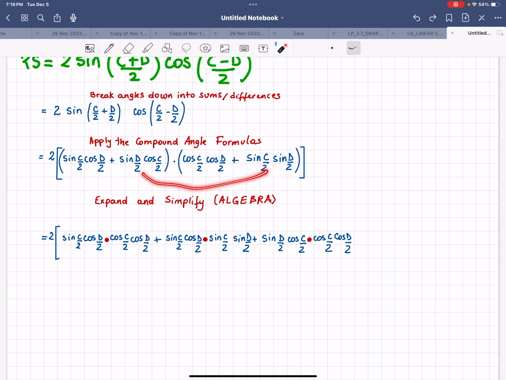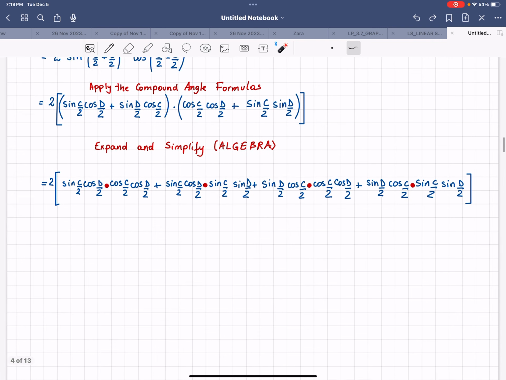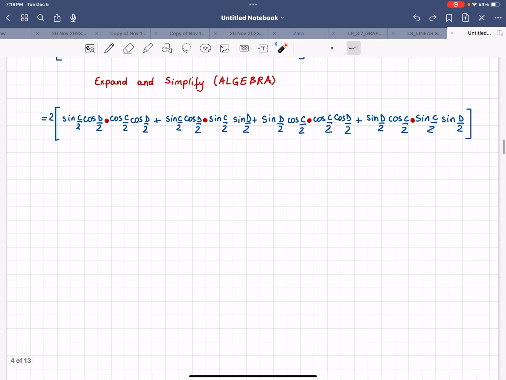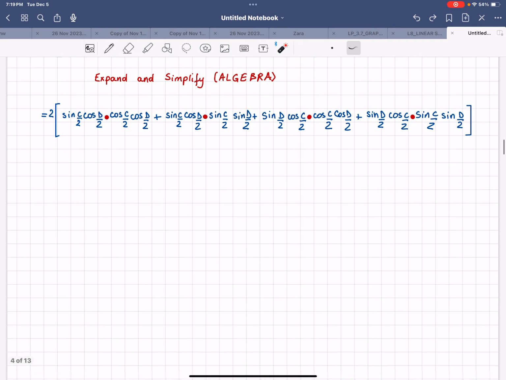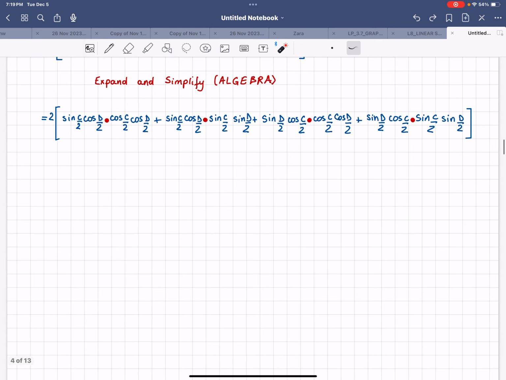And now the last terms. We have sine D over 2 cos C over 2 multiplying sine C over 2, sine D over 2. Close the brackets. And look at what we have created. A very big, awkward expression. But have faith, it's going to get smaller.